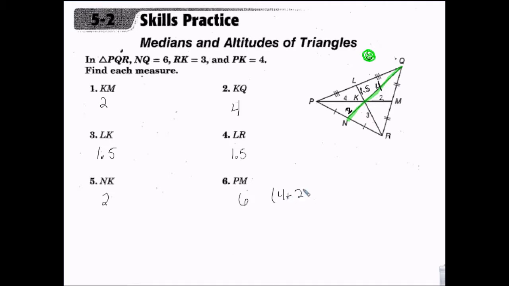How is which one, sweetie? LR? Oh, you're right. Thank you. No, I was writing LK. This is always this one. So yeah, LR is both of these together, so that's the 1.5 plus 3. So that's 4.5. Thank you for catching that.